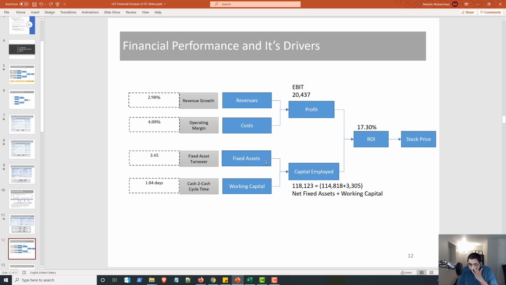Our capital employed was fixed assets and working capital, which was 123 million. So we divide EBIT by this and we get a return on investment of 17.3%. Notice this is pretty amazing. Remember when we looked at operating margin, this seemed kind of low. We were like, oh, Walmart only makes 4 cents on a dollar of sales. But because it's so efficient in its operations, its return on investment is so high. So it has a high operational efficiency.